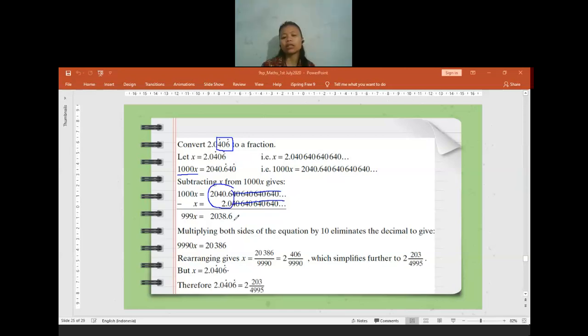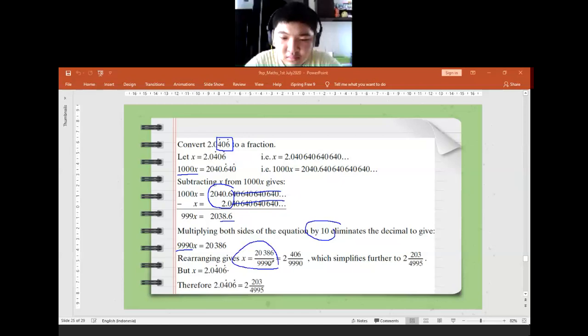And there is a decimal in here. It will not be okay if we combine the decimal and fraction all together. So we can multiply both sides by 10, so the decimal will be gone. So 999, when we multiply it by 10, equals 9,990. 2038.6, when we multiply it by 10, equals 20,386. After that, the 9,990 will move to the other part and become a division, because this is an improper fraction and we need to find the answer in the simplest form.